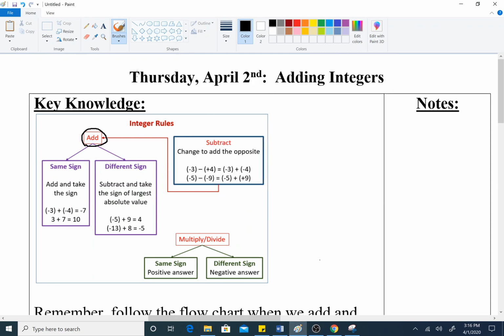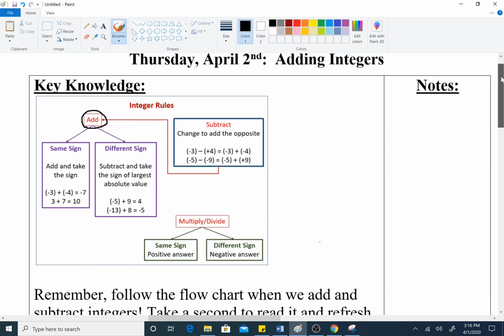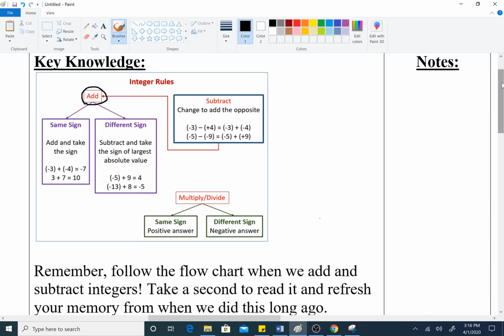Day 4, notice here the date is a little bit off. That's okay. Just make sure you're doing one section of math a day. So for our key knowledge today, we need to look at some integer rules here, okay? Focusing on the adding portion of this, okay? Spend some time today looking over this so it'll really help you out when you start doing it, okay?